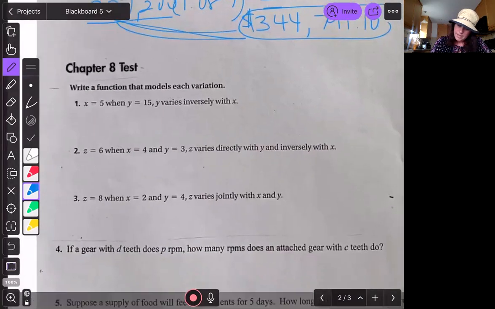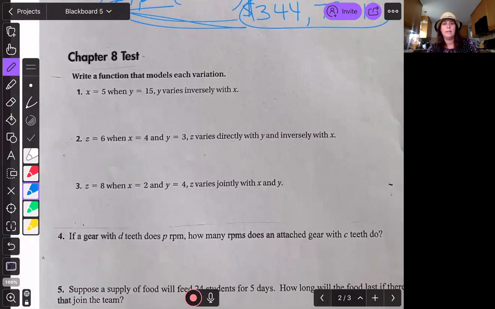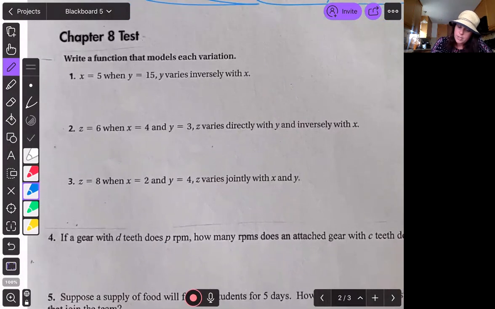All right, chapter 8. Okay, so now we're moving on to chapter 8. In chapter 8, we started with a worksheet that had to do with inverse and direct variations, and so that's what the start of this chapter is. All right, so write a function that models each variation. When x is 5, y is 15, y varies inversely with x.